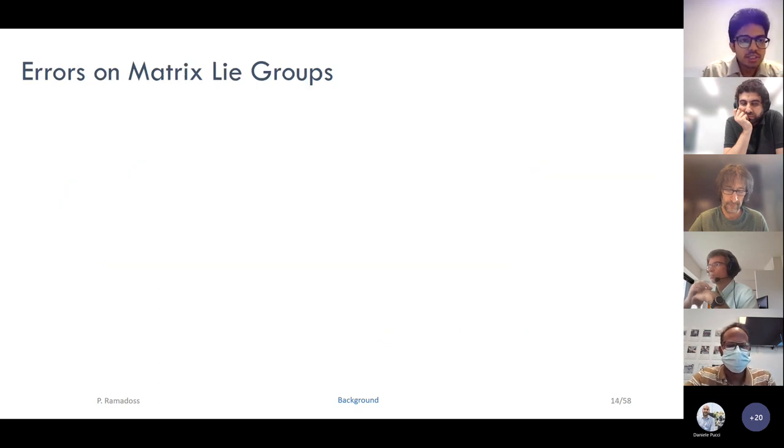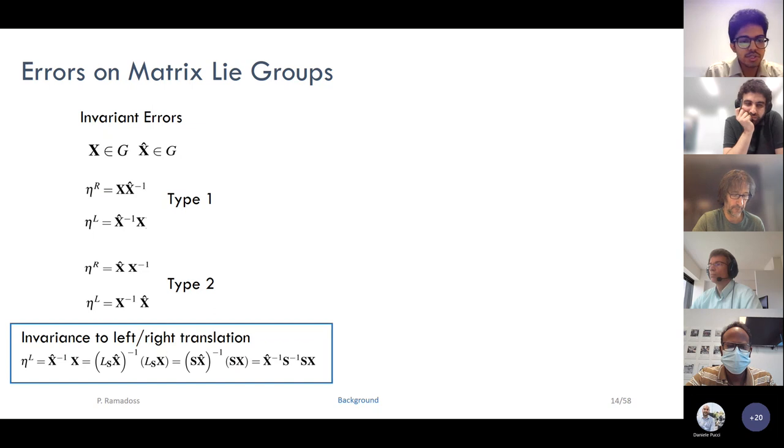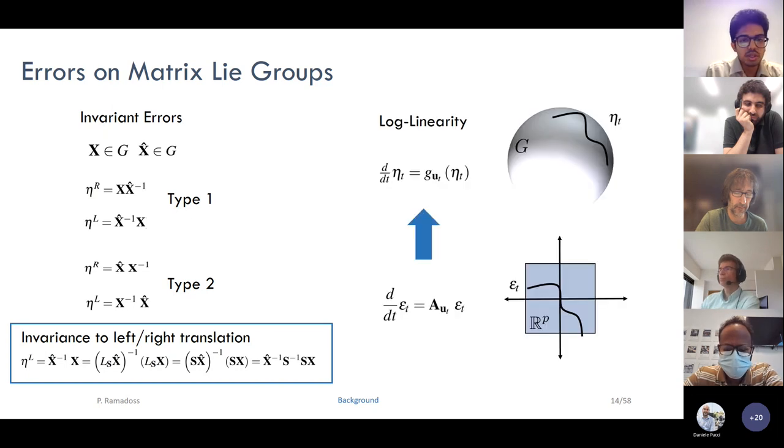So for defining estimators on Lie groups, we need to define a notion of error, and the error on matrix Lie groups is given by matrix multiplication and matrix inversion. Here, according to the order of multiplication, I classify the errors as left and right invariant errors of type 1 and type 2. These errors are called invariant errors due to their invariance to left and right translation. If we take a system and transform it using a left or right translation, then the error of the transformed system is the same as the original system. Another important property of the invariant error is the log-linear dynamics. What this property says is that the evolution of the nonlinear error on the group manifold can be captured exactly by a linear system evolving in the Lie algebra.